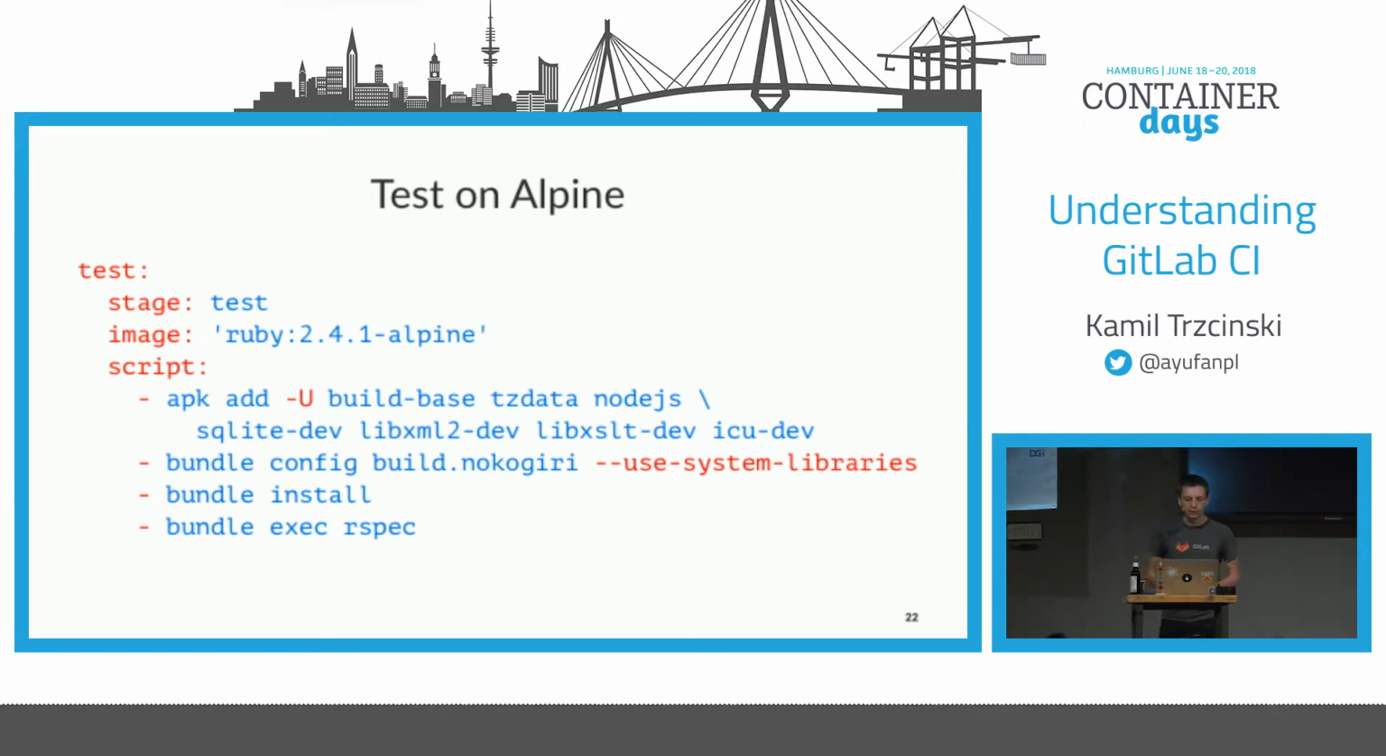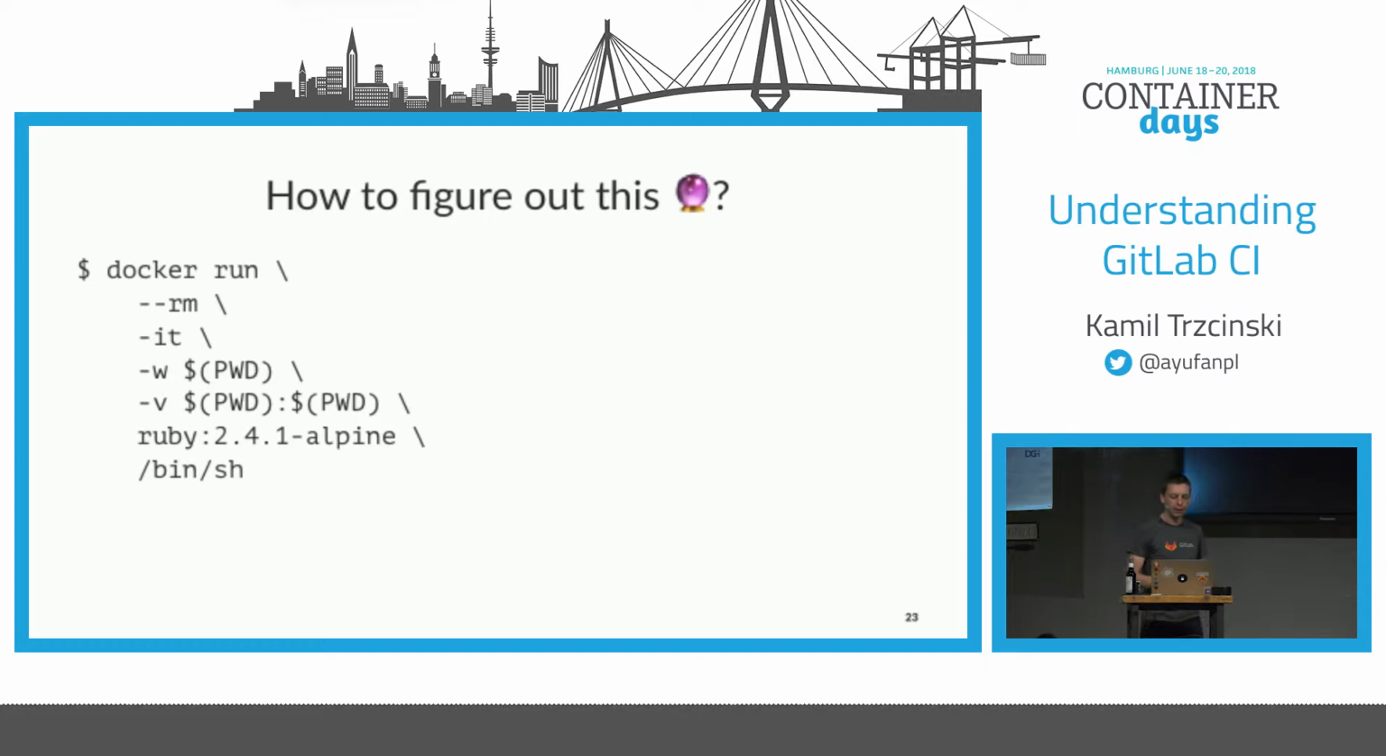And installing all these dependencies could even be abstracted away, because you could prepare the image ahead of time and always use this image. But how do we figure out this magic, basically?